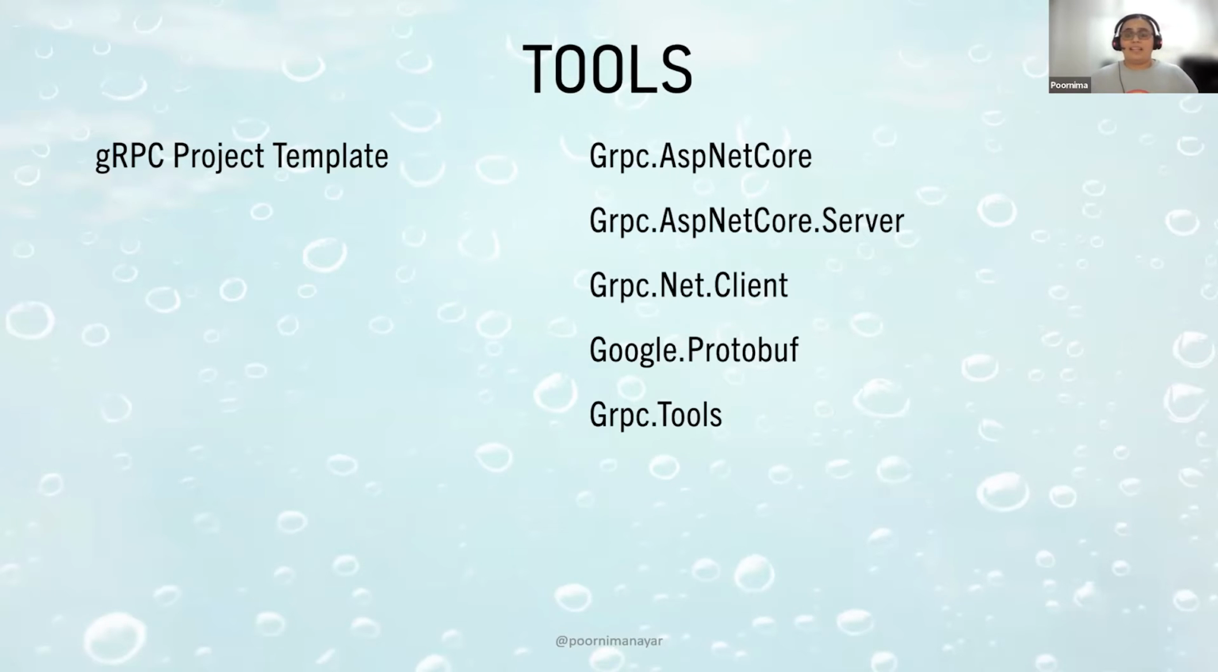So gRPC Net Client is the client library. Google.protobuf is used for serialization and deserialization. And gRPC.tools is what contains the magic for code generation. The gRPC.tools is baked into the ASP.NET Core server, so you wouldn't have to worry about it, but gRPC.tools is needed on the client to actually build up that client code.